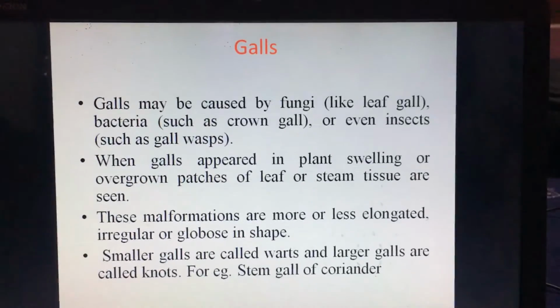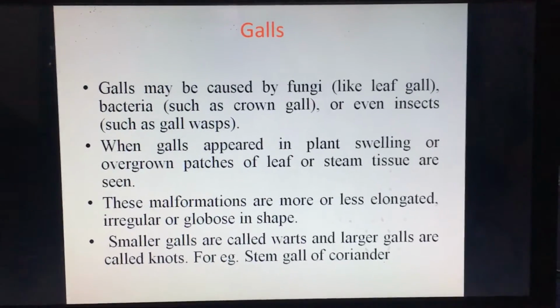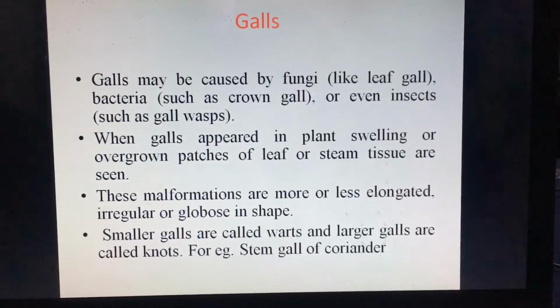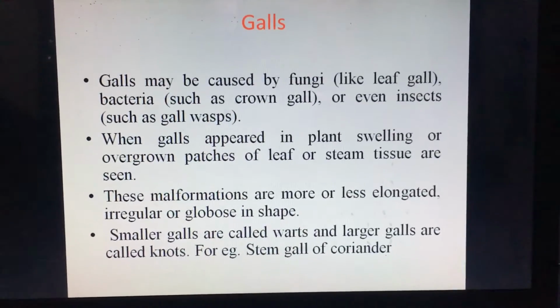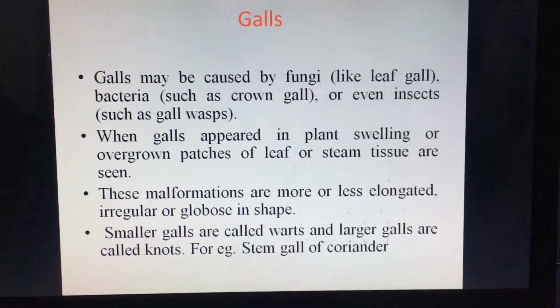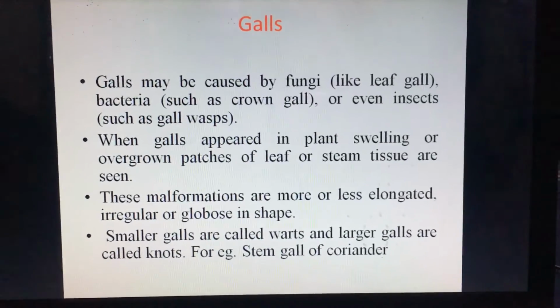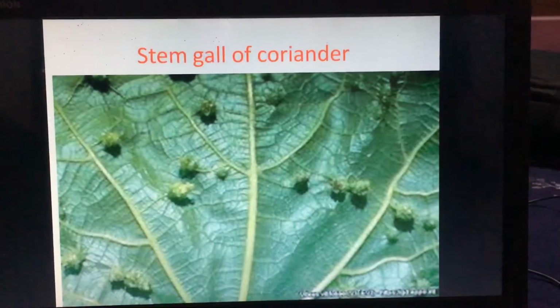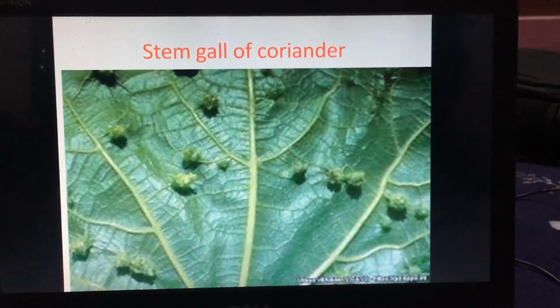And the galls. The galls may be caused by fungi, by bacteria, or even by insects. When galls appear in plants, swelling or overgrown patches of leaf or stem tissue are seen, and the malformations are more or less elongated, irregular, or club-like in shape. And these are the symptoms of a stem gall of coriander.